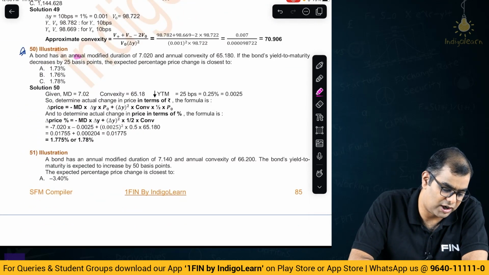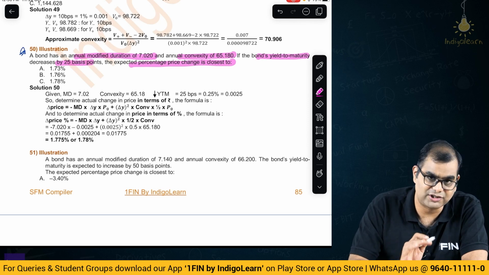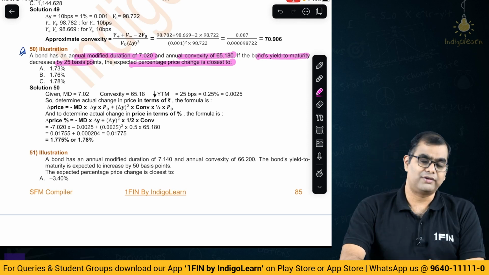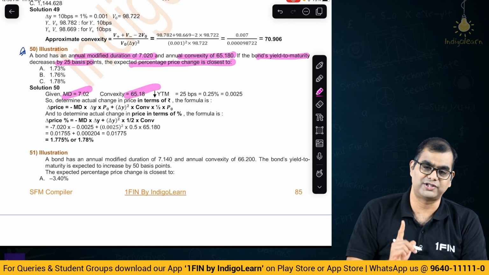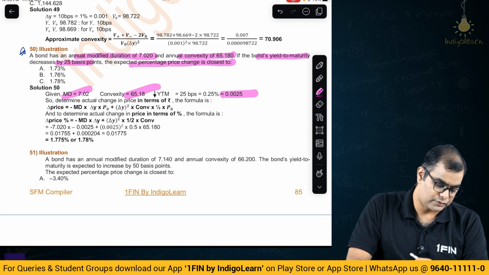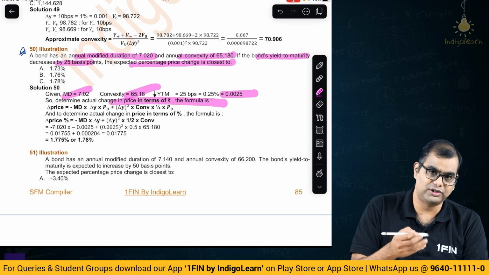A bond has annual modified duration of 7.2 and annual convexity of so and so. The bond's yield to maturity decreases by 25 basis points. Expected percentage change is close to what? So, they have asked you this exact question, which is, what is the change in price given modified duration and convexity? So, yield has come down by how much? 25 bips, so price will go up. So, how do you find out the change?